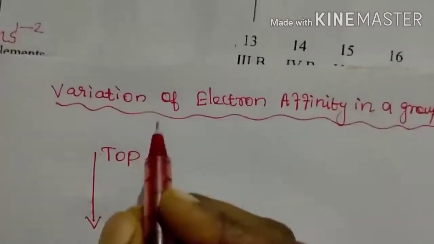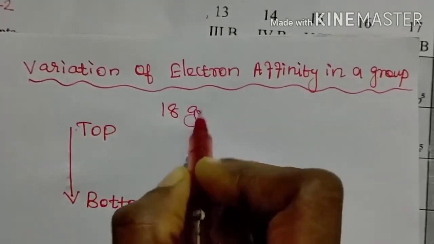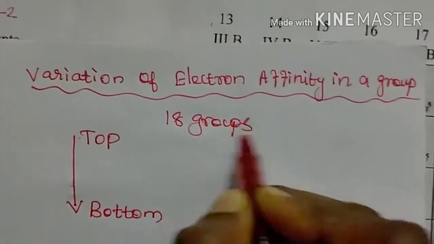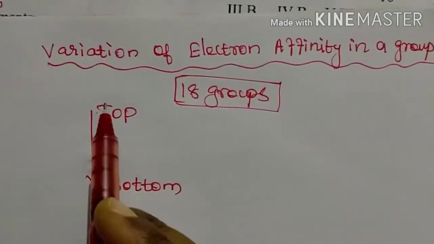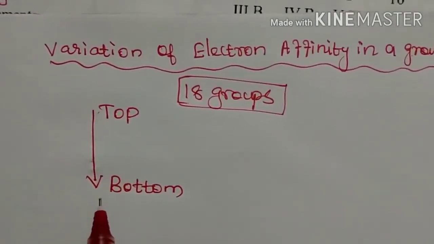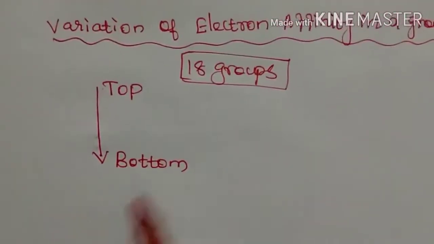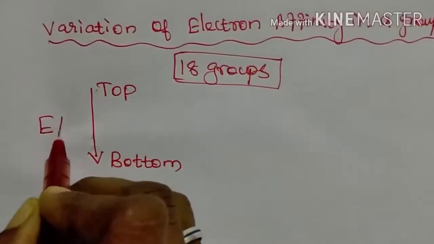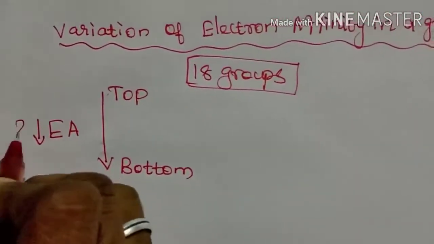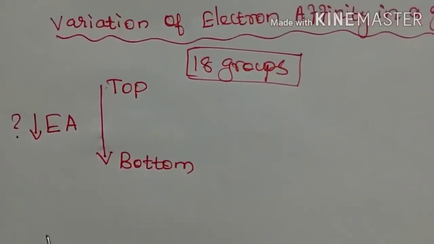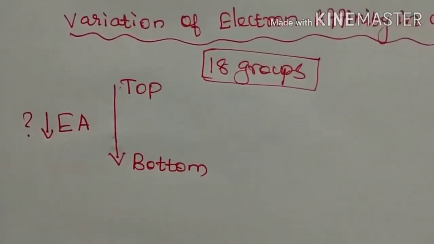You already know that there are totally 18 groups present in your modern periodic table. And when you move from top to bottom of the modern periodic table, electron affinity is generally decreasing. Okay, so why is it decreasing from top to bottom of the modern periodic table?